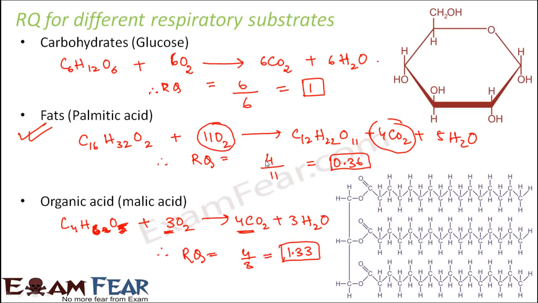So if the respiratory quotient is less than 1, you need to supply more oxygen to that substrate for better respiration. Whereas if the respiratory quotient is greater than 1, for example in case of malic acid, it means that the respiratory substrate contains more oxygen and therefore needs less oxygen for oxidation. And if it is 1, that is the ideal scenario. It has the correct amount of oxygen required to respire. So that was all about respiratory quotient.